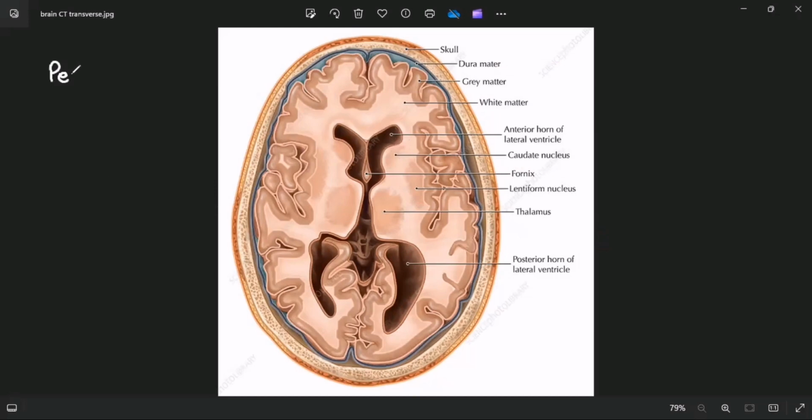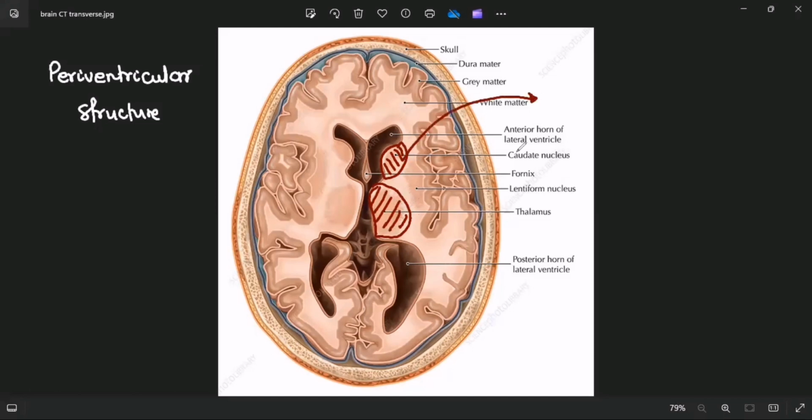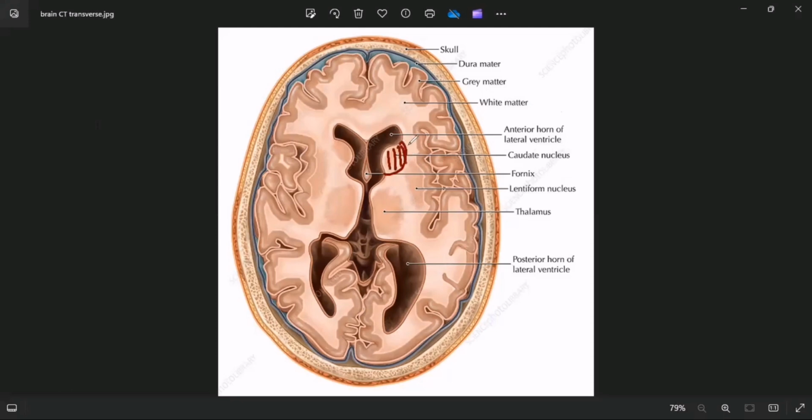The periventricular structures. Can you see that? So the structures around the ventricles. I want you to take note of this region and then this region, okay? I want you to note that this part is actually the basal ganglia. The caudate nucleus is part of the basal ganglia. So the structures around the ventricles, the top part, is the basal ganglia. I just want you to keep that principle. The down part is the thalamus.